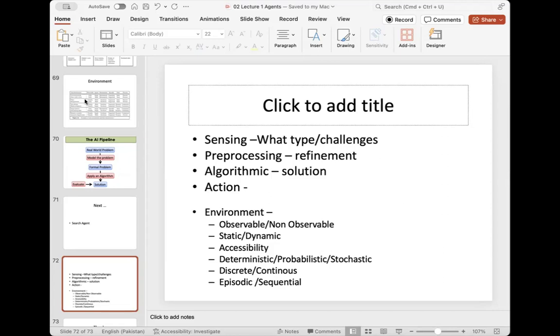Okay, now my last question. Coming to the rhinos example, what do you think the environment was? Episodic or sequential?